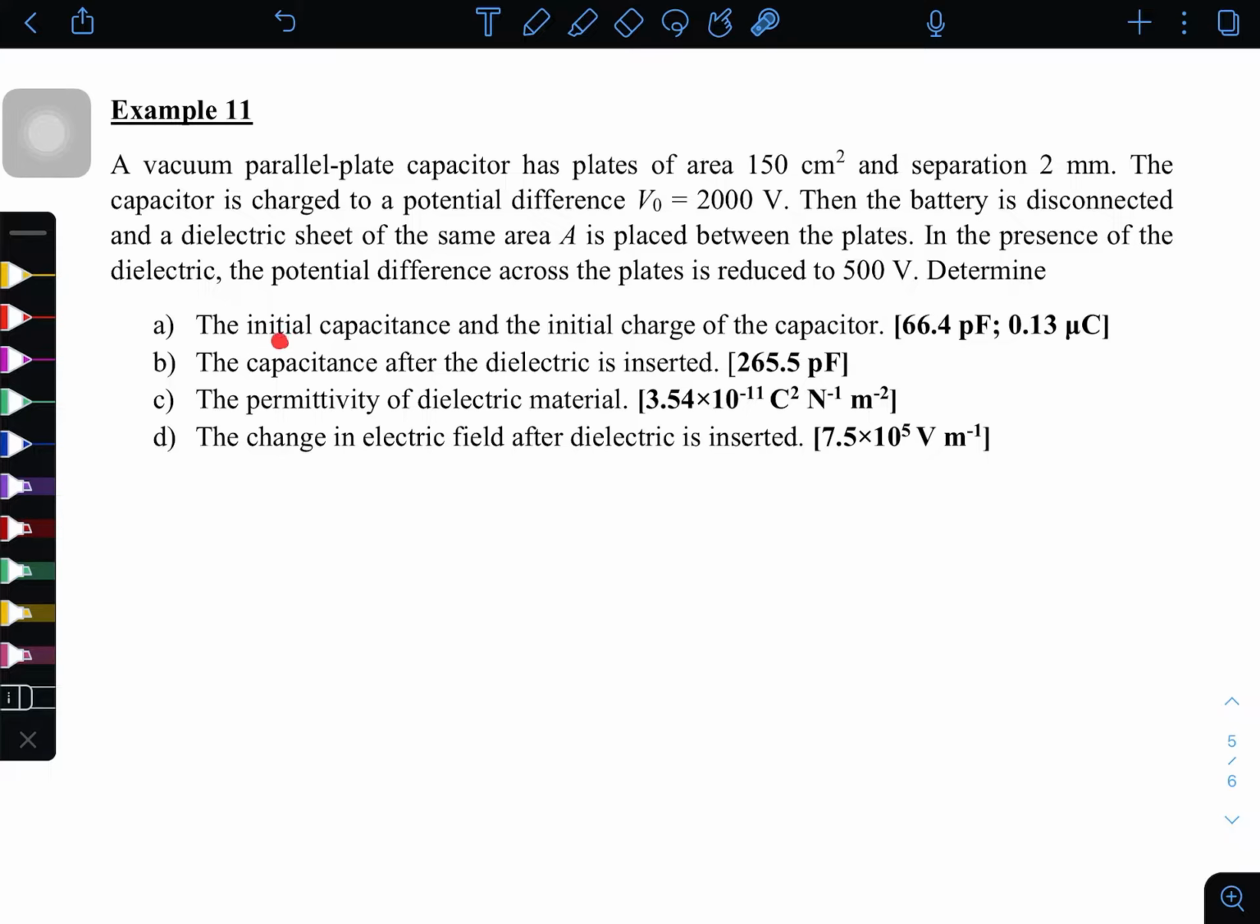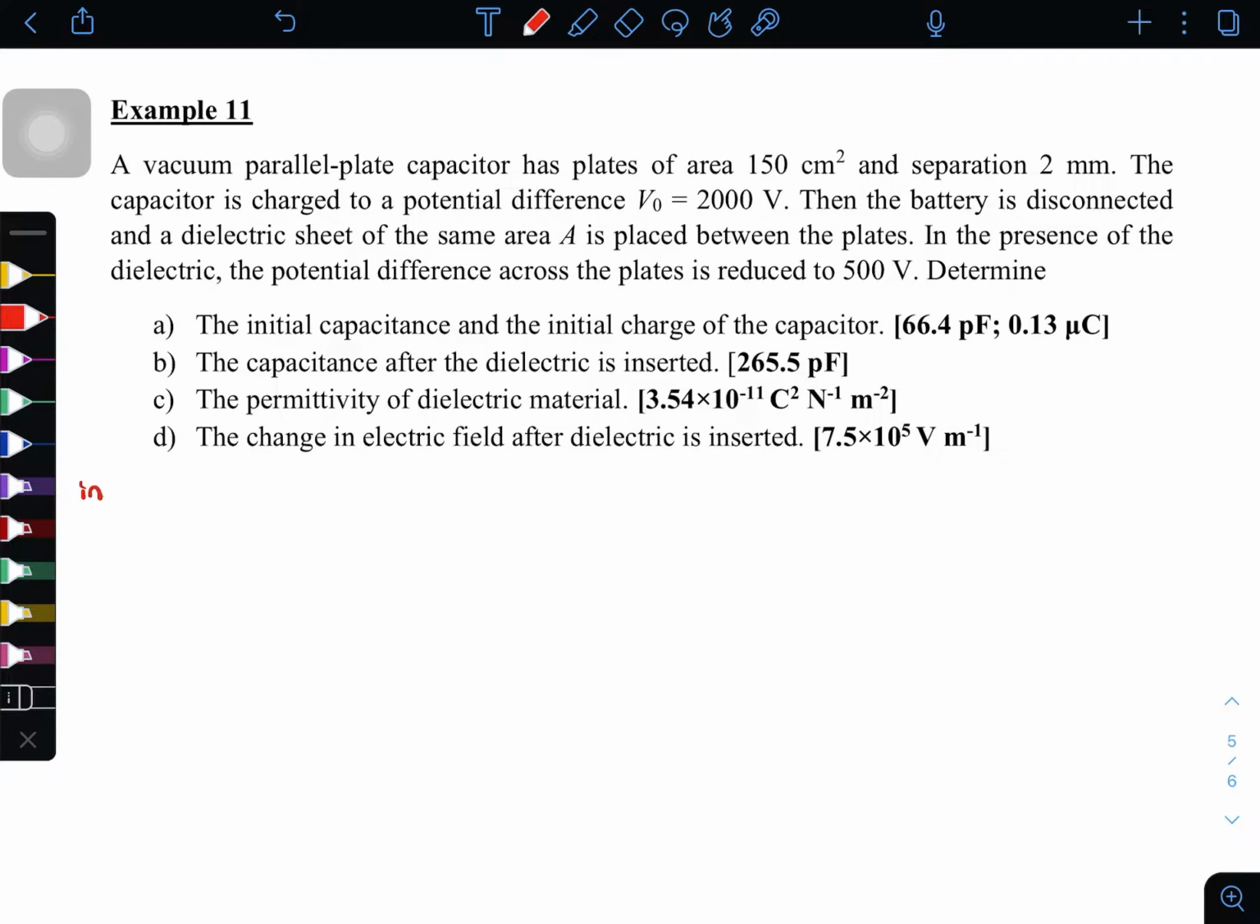Determine A, the initial capacitance and initial charge of the capacitor, dia minta C0 and Q0. B, the capacitance after the dielectric is inserted, dia minta nilai C. And C, the permittivity of dielectric materials, dia minta epsilon R. And D, the change in electric field after dielectric is inserted. So, dia minta delta E.